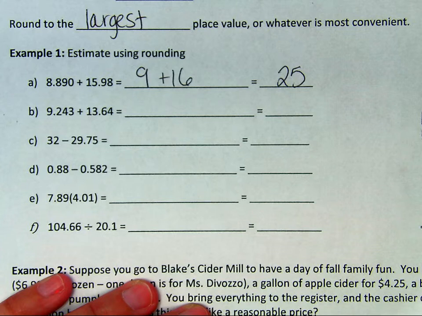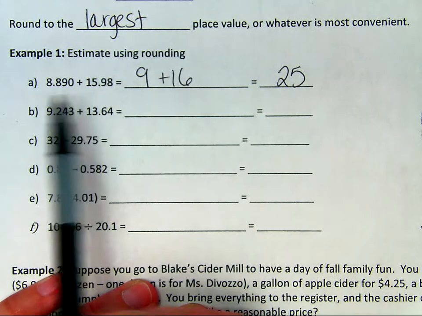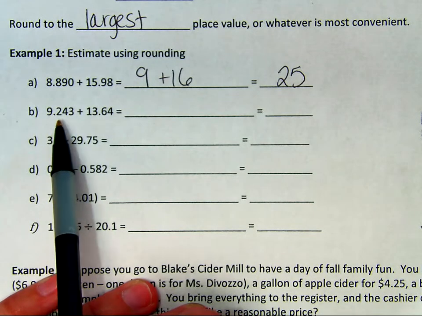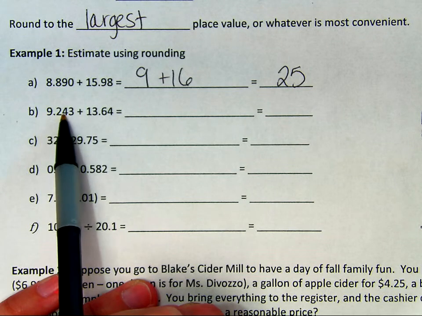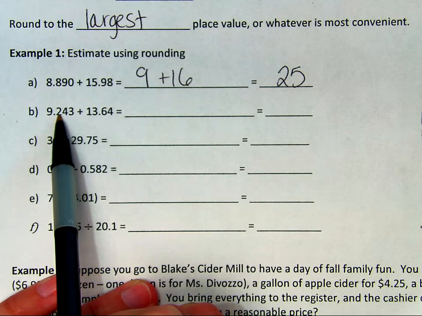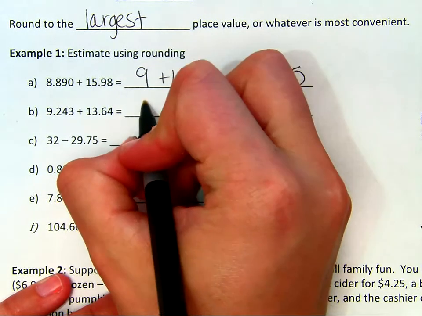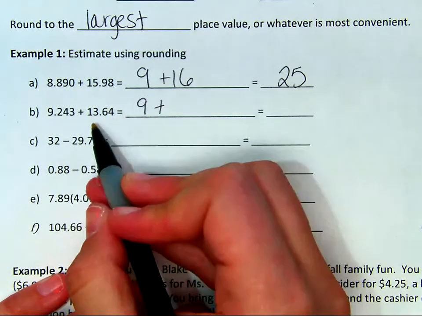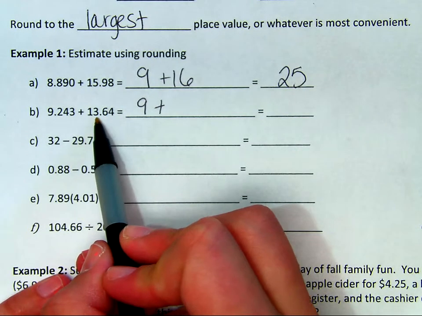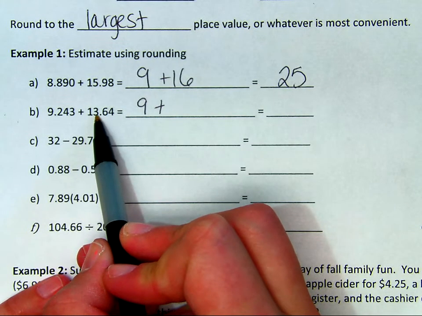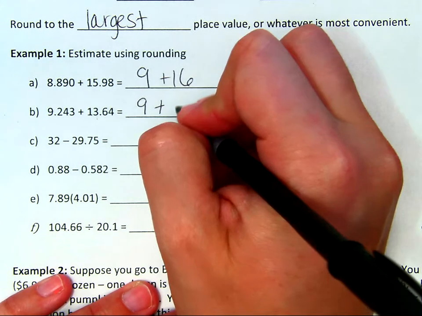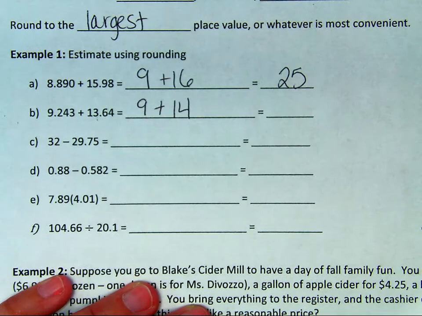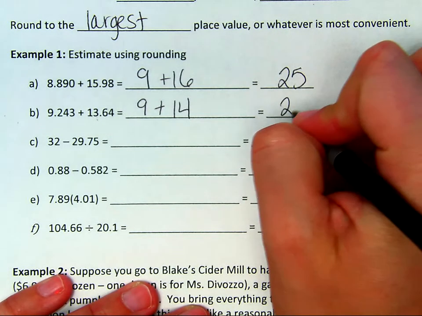The next one I'll round to the nearest whole number. So 9.243, the ones place is right here. I always look at the digit to the right, which is a 2. That tells us to round down. So this is going to be 9 plus 13.64 if I'm rounding to the nearest whole number. Again, I look at the ones place, and 6 tells me to round up. So this is 9 plus 14, approximately, and that's going to give me 23.